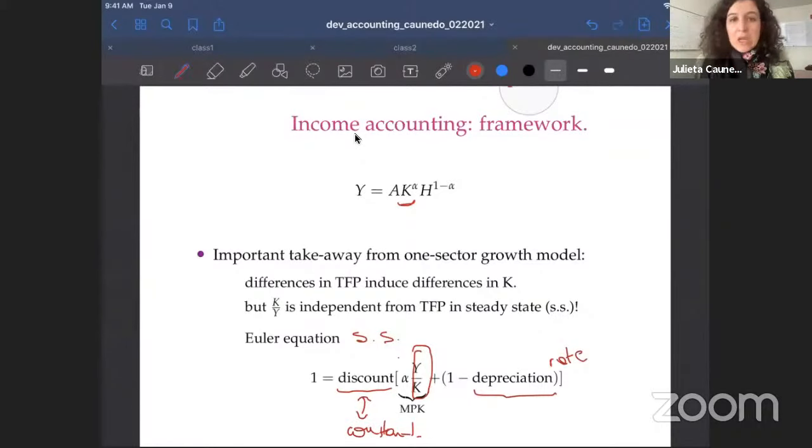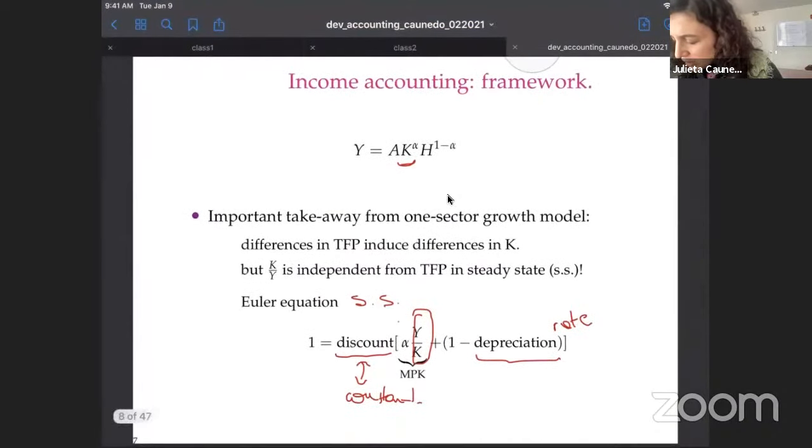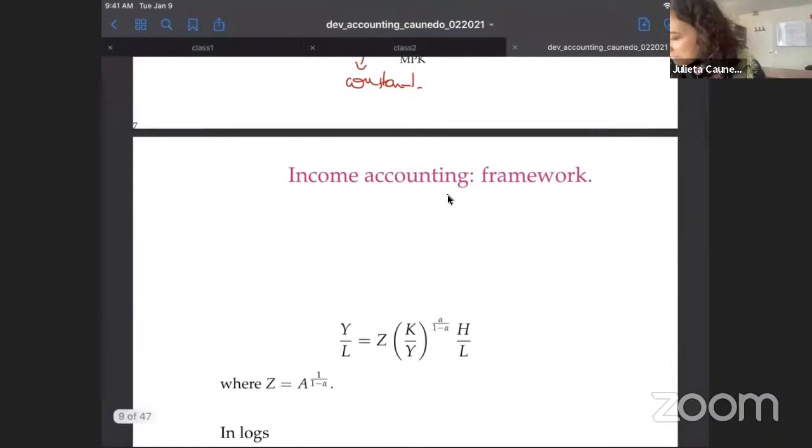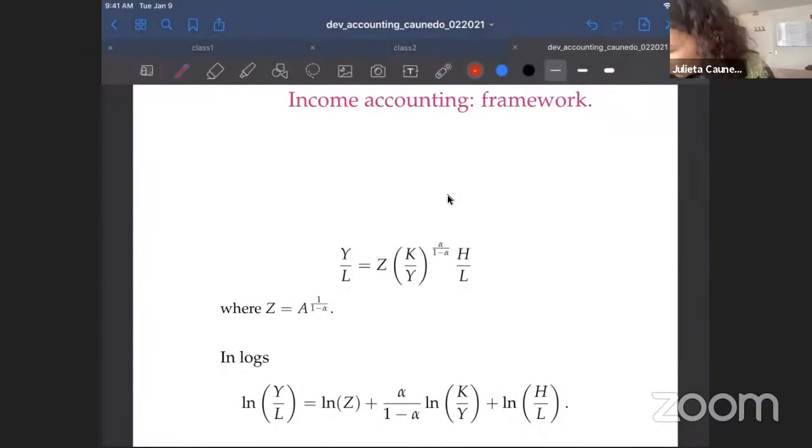Okay? So here, the one sector growth model is giving us a lot of structure on how to look at the data and how to do the accounting. It's saying, look, yes, you know that K is a function of A, but honestly, if you just look at capital output ratios, then you're gonna kill that relationship. So let's do that, okay? So how do we do that? Well, we're gonna rewrite our neoclassical production function like this.